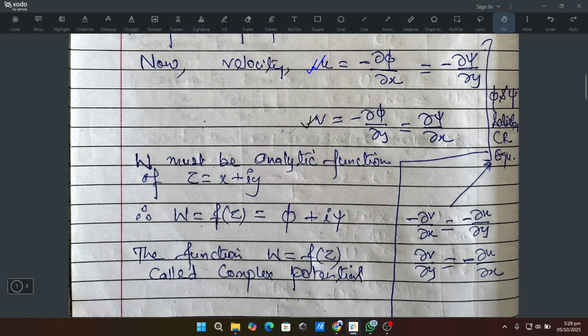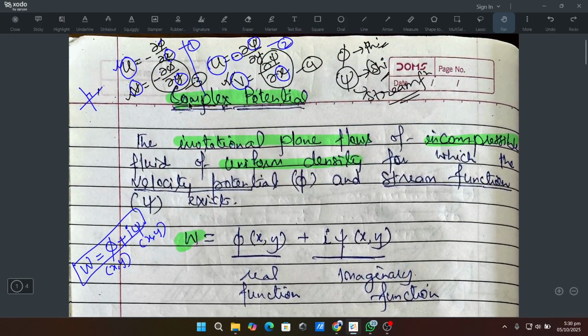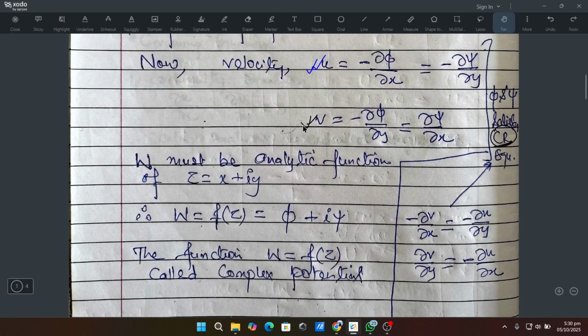Here, very important, notice that this phi and psi satisfy the CR equation. CR equation means the Cauchy-Riemann equation. So from this we can say that negative dv dx equals negative du dy, and dv dy equals negative du dx. So actually they are already satisfying it. That is why we can say that they are equal, like equation 1 and equation 2, we can compare like that. So that's it, and w must be an analytic function.